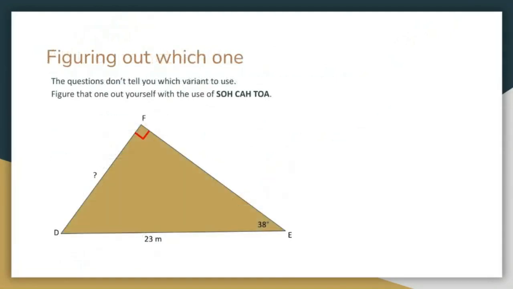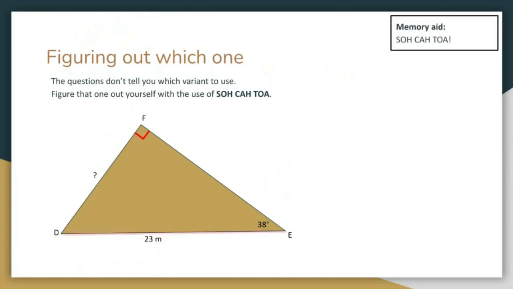This here is triangle DEF, and I want to figure out side DF. Starting now, the questions won't tell you which of the trigonometry ratios you need to use. So it's up to you in figuring that one out. We write down the memory aid in the top right corner and start looking.